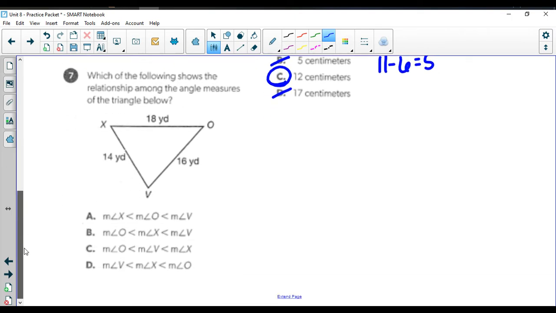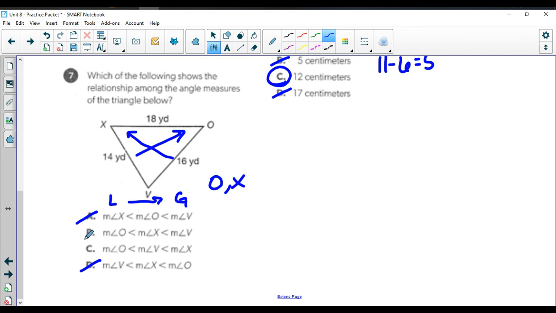For question 7, which shows the relationship among the angle measures? So it looks like we're looking at angles from the least going up to the biggest. So we're going least to greatest here. When I look at least, I also need the smallest side. So that's going to go to O first, which means I can cross off A and D. My next between 18 and 16 is going to go to X. So it looks like B is going to be my answer, and then angle V is going to be the largest because it's across from the biggest side.